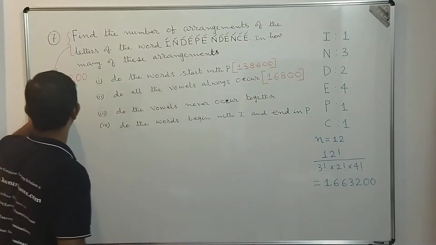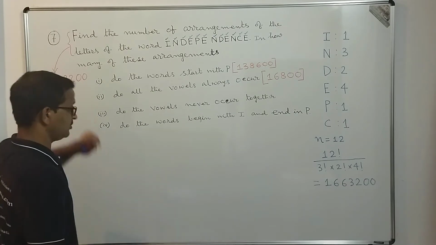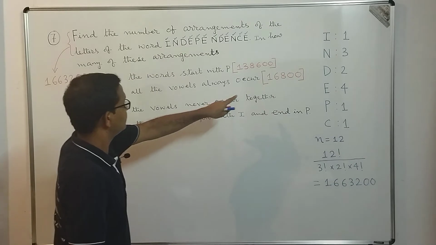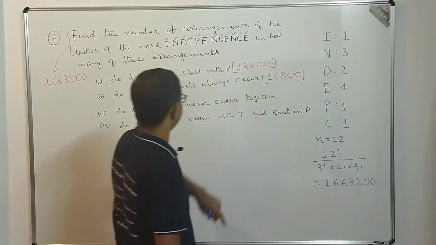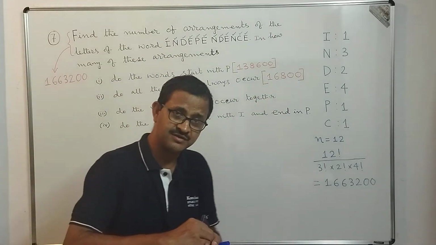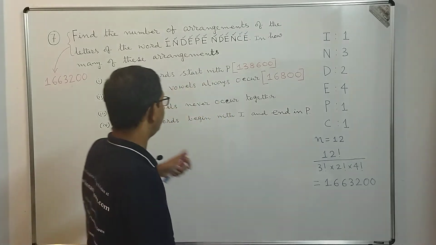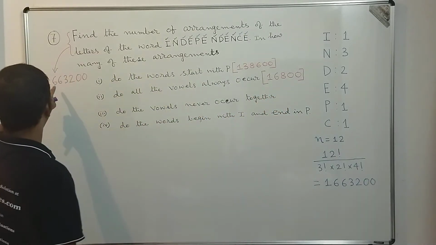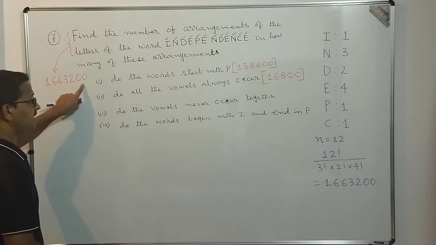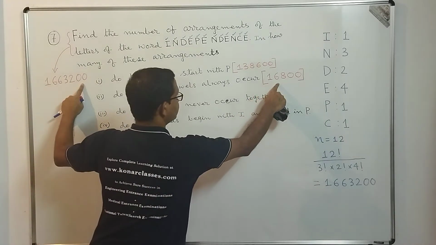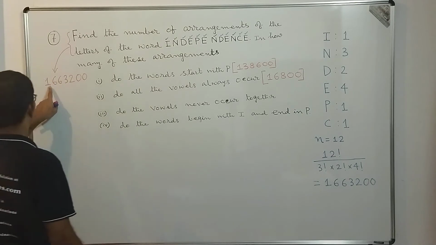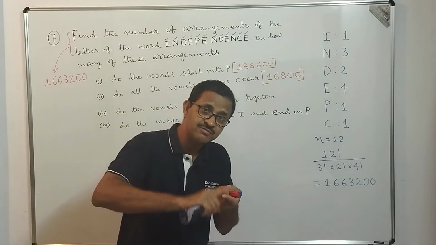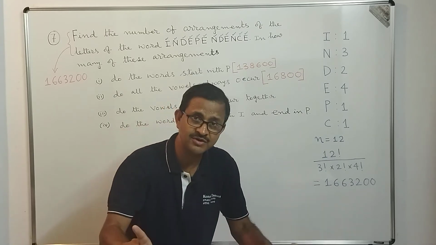This is the number, 1663200. Now out of those arrangements, there are 16800 arrangements where vowels are always together. That means if we subtract 16800 from 1663200, then we will get the number of arrangements where the vowels never occur together.